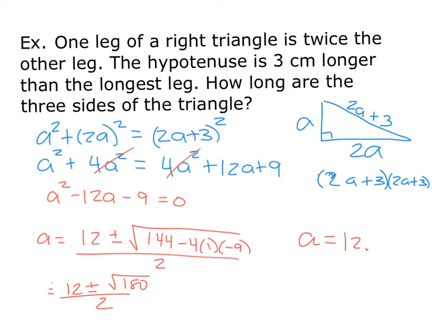So a is 12.708. Double that, I get 25.416, and then add 3, 28.416. So those are the three sides of my triangle.